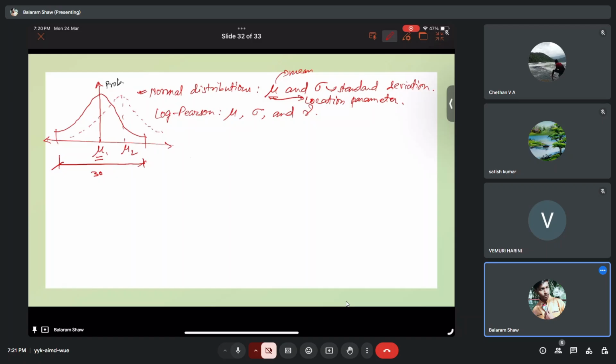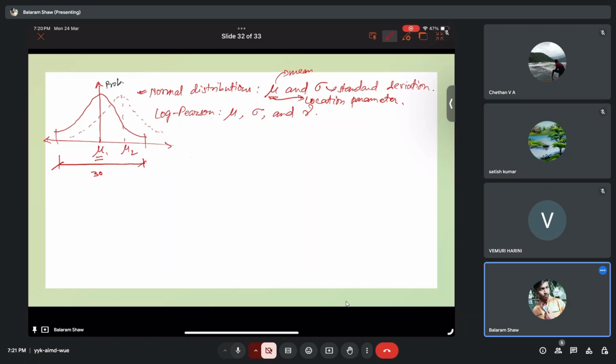this deviation should be less, but again the total area under the curve should be 1, so the value in the y direction will be more, and hence the shape of the distribution will change, and hence sigma will be the shape parameter.